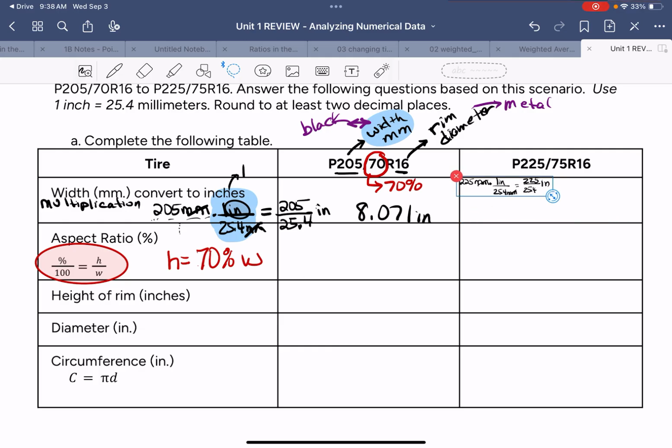And then we're going to type that in, and we've got 225 divided by 25.4 is 8.858 inches, okay? So you got that one. I did this one for you. Hopefully you tried to do that one on your own.